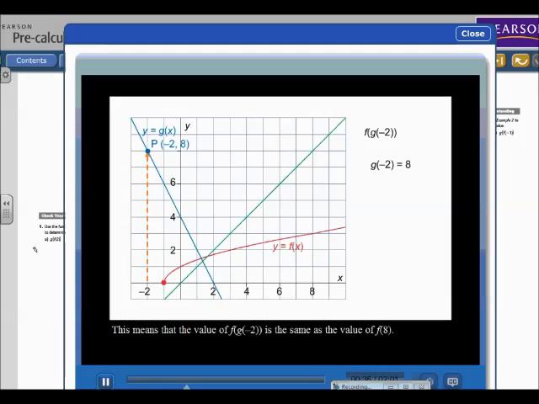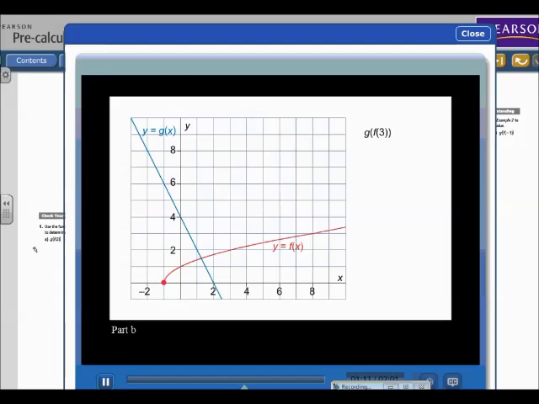This means that the value of f at g at negative 2 is the same as the value of f at 8. I can find the value of f at 8 by drawing a horizontal line from p to the graph of y equals x. The line intersects the graph at q. Now, I'll draw a vertical line from q to the graph of y equals f at x. The line intersects the graph at r, 8, 3. So, the value of f at 8 is 3, which means that the value of f at g at negative 2 is 3.